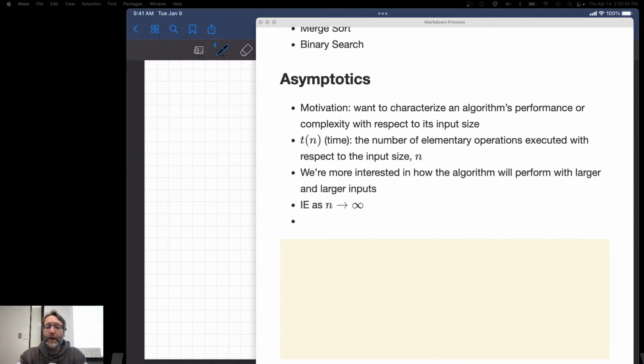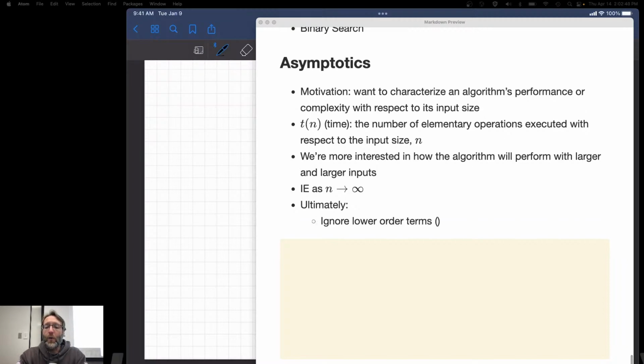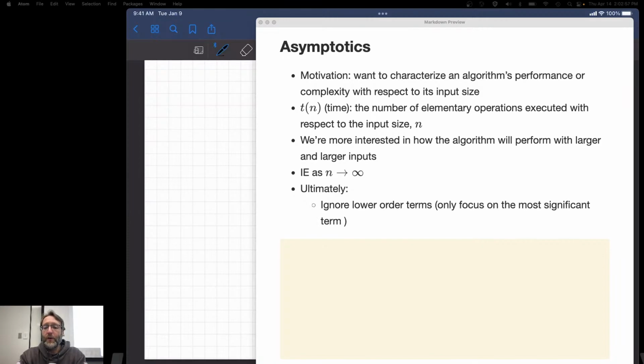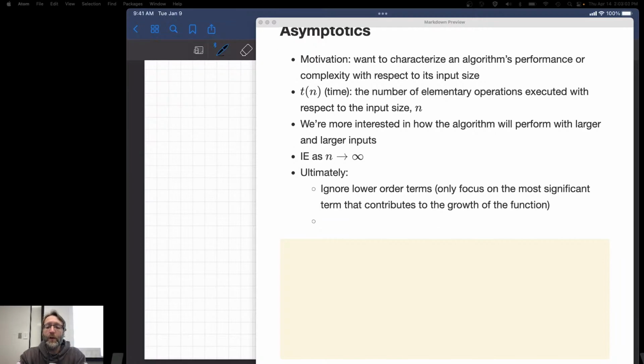Ultimately, we want a tool that will ignore lower order terms, and only focus on the most significant term that contributes to the growth of the function. And second, we will want to ignore constants, because you can always upgrade your hardware, right? Who cares if the constant is 0.001 or 100? If you take it and move it to a different machine where it's twice as fast, then it will be half as big, right?